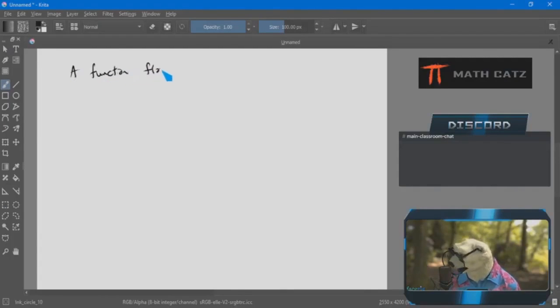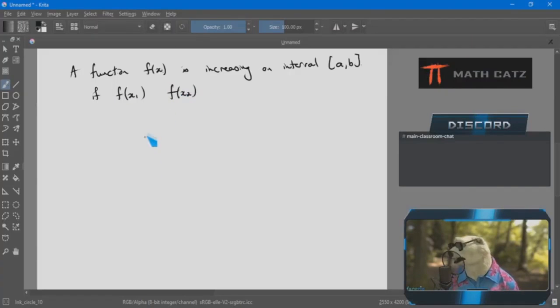If I have a function, let's call it f of x, we officially say it is increasing on an interval. Let's call it a and b, a to b. If I take two x values in this interval and I compare the y values, the function values, let's have a picture.